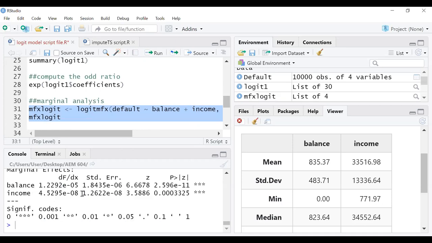So these are our results. Here now you have 1.0 multiplied by 10 raised to the power minus 5, and this one is 0.000122, and this is multiplied by 10 raised to the power minus 6. If you want to interpret this, it's very straightforward. You interpret it in terms of probability, and don't forget, we are looking at the probability of default.